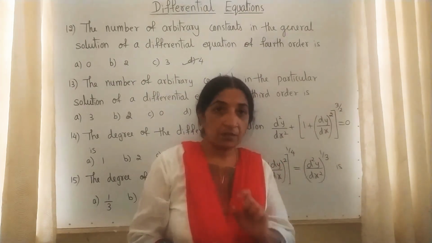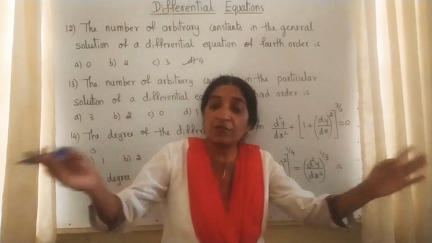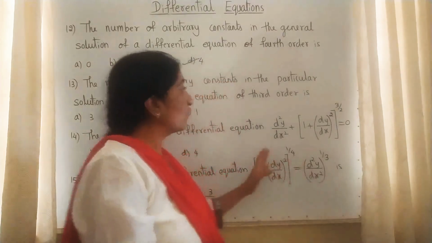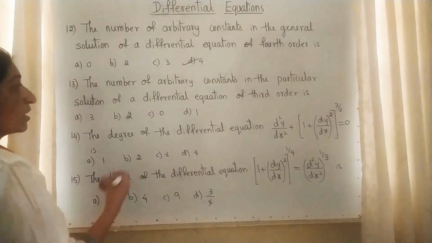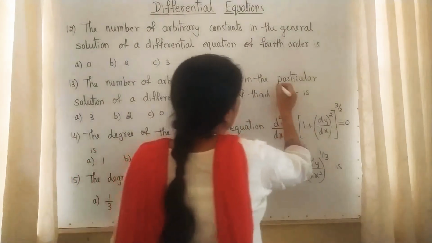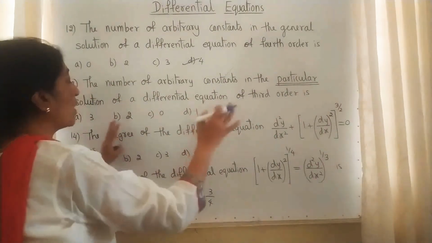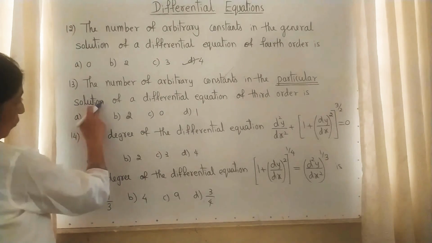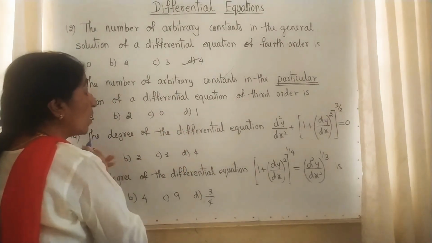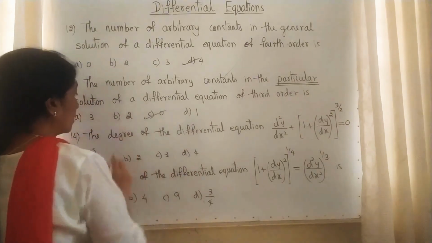And the next one, please note down this: particular solution. Particular solution is free from arbitrary constants. That means there is no arbitrary constant, whatever the order is. See, the number of arbitrary constants in the particular solution of a differential equation of 3rd order. Remember, particular solution is free from arbitrary constants; free means no arbitrary constant. In the particular solution, it is 0.